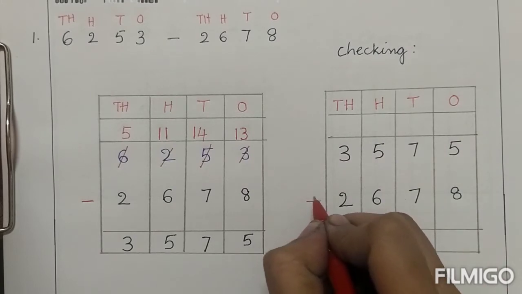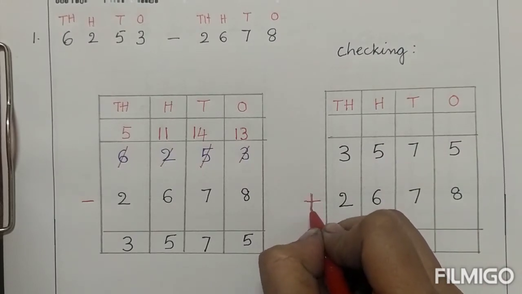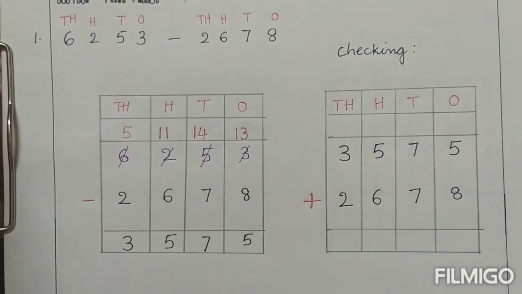What we are doing now here? Adding. So plus sign next to the table, we are making plus sign. We are adding these two numbers now. Shall we add now?